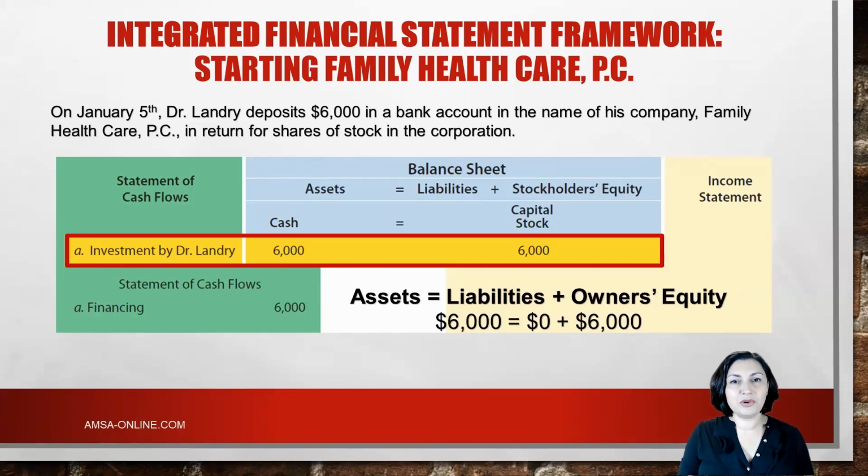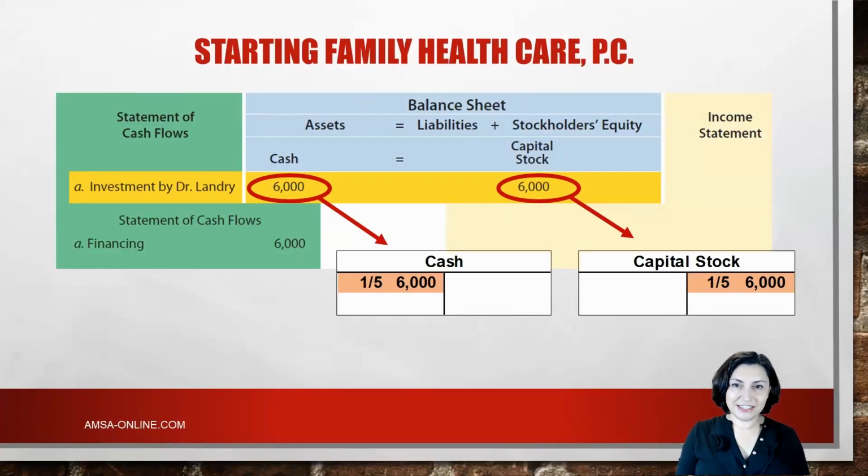If we plug the numbers in the accounting equation, we have $6,000 equals 0 plus $6,000. Note that liabilities are not affected by this transaction. Cash is an asset account and is increased by debit. Capital stock is an owner's equity account and is increased by credit. Since Dr. Landry invested $6,000 in the company, the cash account increased.